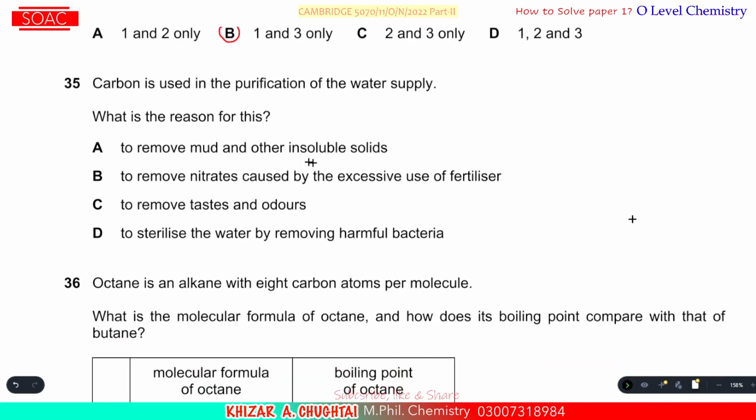Question number 35. Carbon is used in the purification of water supply. Why is carbon used? What is the reason for this use? To remove mud and insoluble solids? No. Remove nitrates caused by the excessive use of fertilizer? No. Remove taste and odor? Yes. So C is the correct option. Basically, carbon is used to improve the taste and to remove odors.